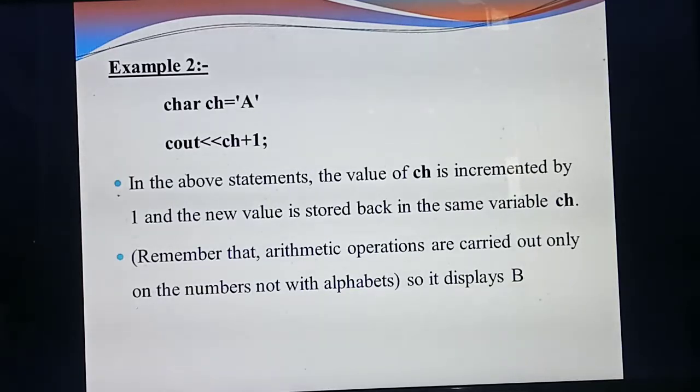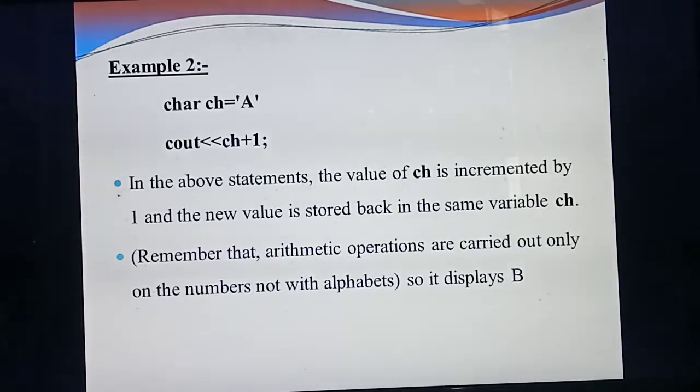You have already studied in the 9th chapter the increment operator and decrement operator. So CH plus 1 means it will increase the count for the particular character each time. The value of CH is incremented by 1 each time, and the value is stored again back into the variable CH. Understand the meaning of CH plus 1? That means the value of CH is incremented by 1 each time, and the value is again stored back to the variable CH.